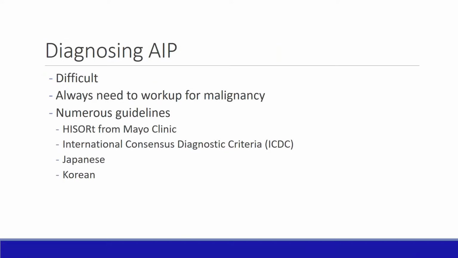So how do we diagnose autoimmune pancreatitis? Again, this is really challenging. We always need to work up cancer, kind of cancer until proven otherwise. There are numerous guidelines. I'm just going to briefly highlight 2 of them because they can be a little bit confusing, but I'll talk about the HISORt and the ICDC.